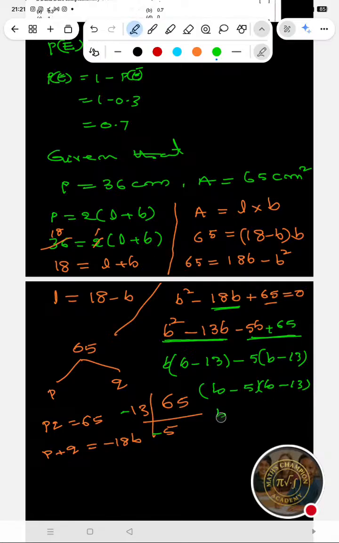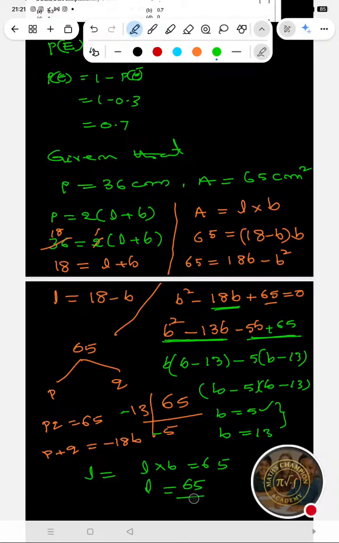Okay, so we can make B equal to 5 and B equal to 13. Both are correct. Again, if you take B is 5, then your length will be, find from this equation, because we already know area from this. L into B is equal to 65. If B is 5, then L is equal to 65 by 5, that is 13. L is equal to 13 meters.